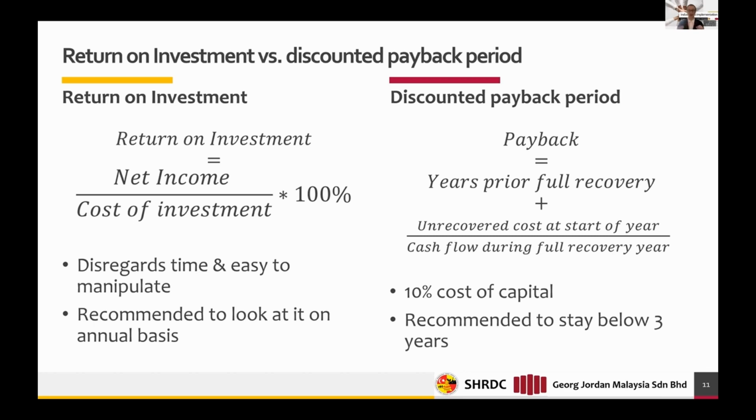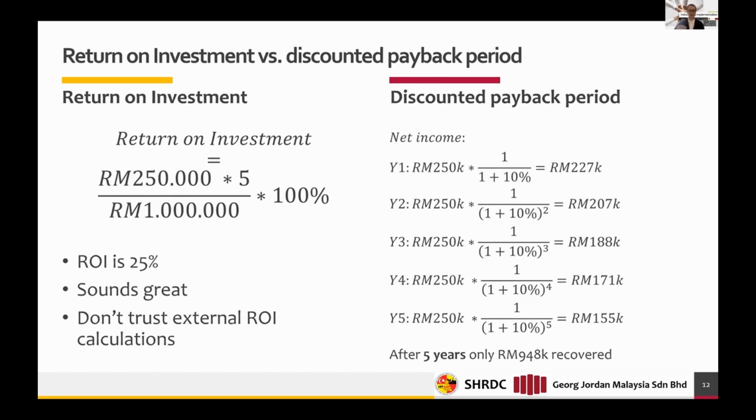Let us not stay at the theoretical part. Let us look into an easy example to make the point clear. Our yearly net income is 250,000 ringgits. Our initial investment, our capital expenditure is 1 million ringgits. The number of years we will get a net income is exactly 5 years. Thus, at the end of the day, our return on investment is 25%.